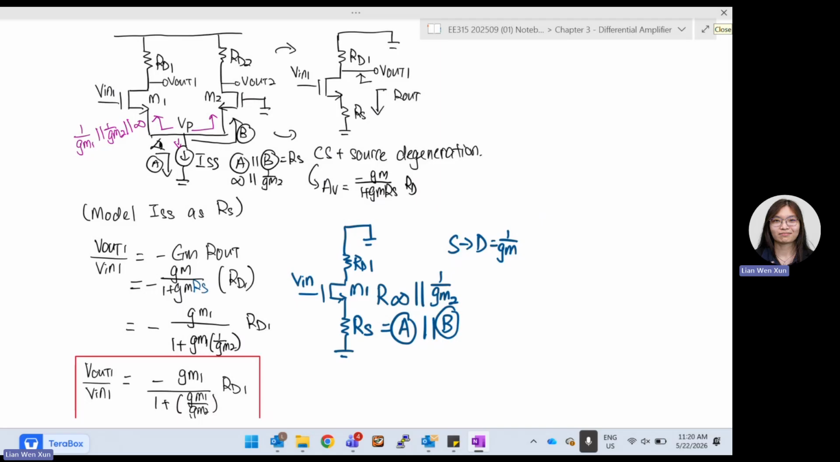We are looking for V out 1 versus V in 1 in this case. And we grounded our M2 gate. Okay, so I'll give you minutes. You guys read through this one first.